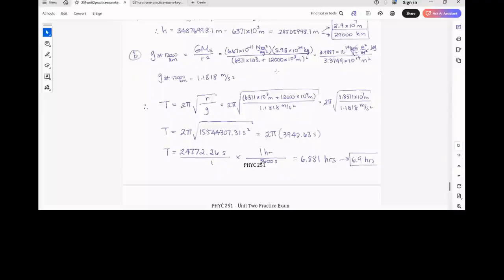I put both of those into meters so that the units canceled out the way that I need them to. At 12,000 kilometers, free fall acceleration is only about 1.2 meters per second squared. I can take that small g and plug it into this orbital period equation: 2 pi times the square root of the ratio r over g. I have the radius and the altitude in the appropriate units.